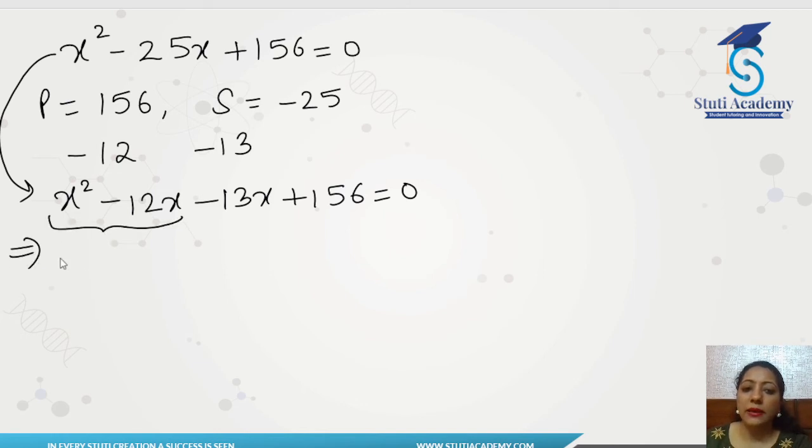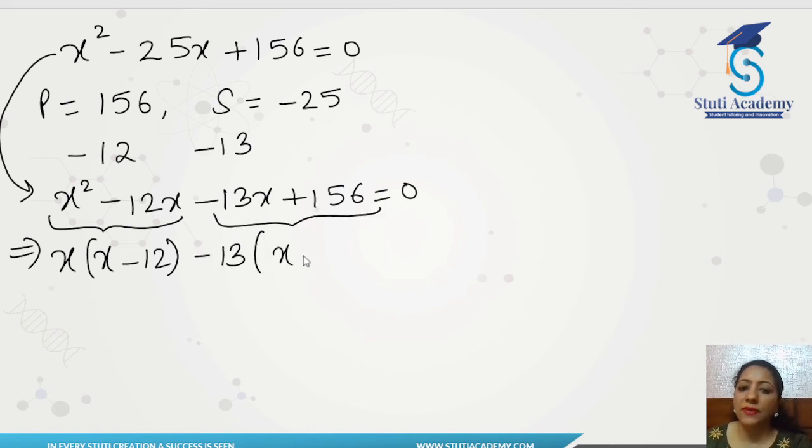Now we'll take here x common and we'll have x minus 12. Here we are going to take minus 13 common and we'll have x minus 12. Further, we can take this x minus 12 common.